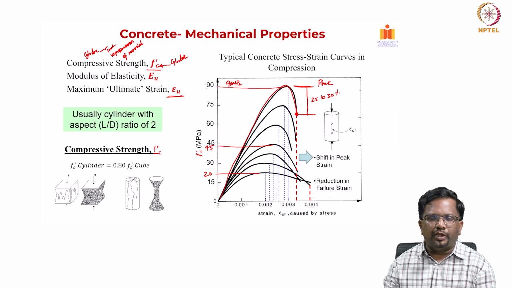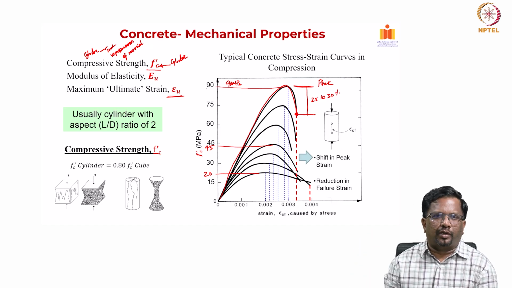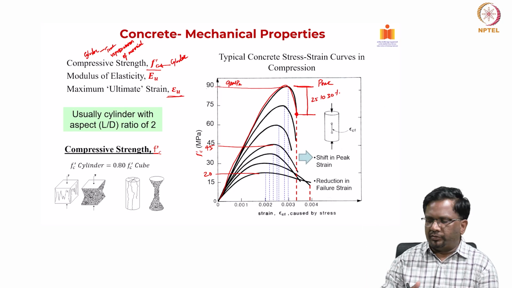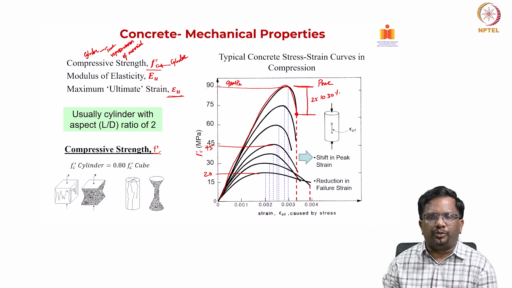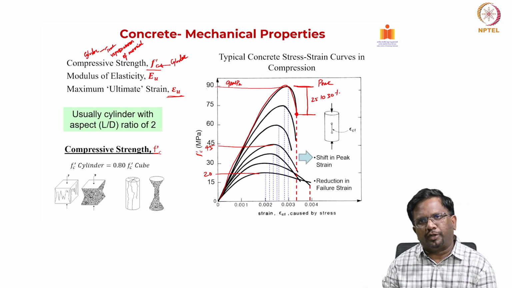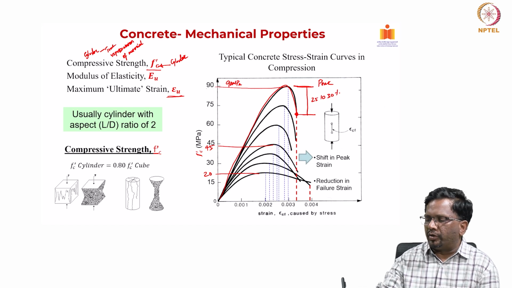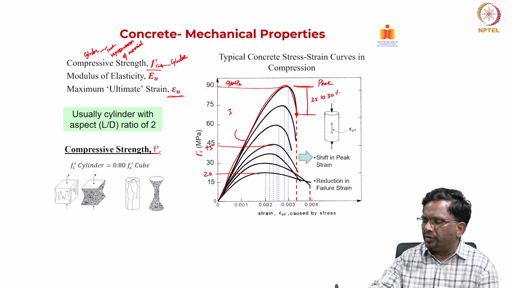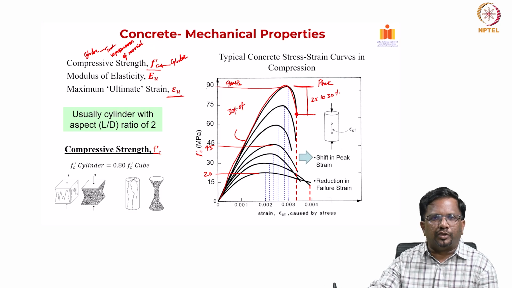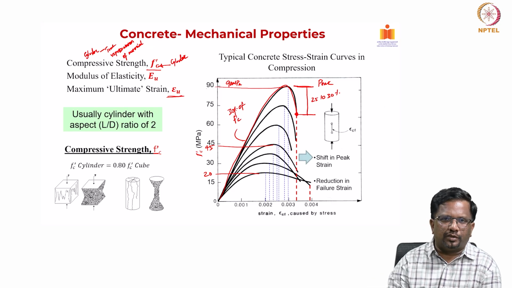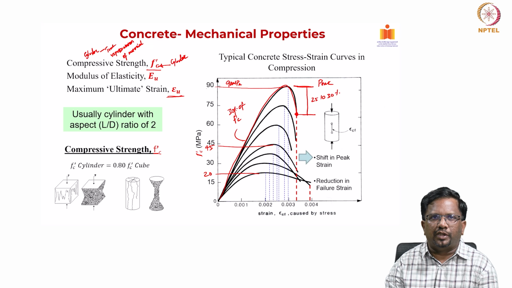Elastic modulus is the slope of the stress-strain curve in the initial region, right. So you take the slope, the stress divided by strain gives you the elastic modulus, and typically we take it at about 30% of your f'c, which is your peak strength. At that point, we calculate the slope, and we define that as the elastic modulus.